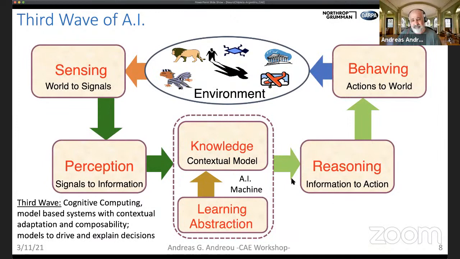Once you actually have the knowledge and perception feeds the knowledge, you reason, which is really where you do inference, where you take the information and you convert it into actions, and actions then are what drives behavior. And this is, for example, where you have the machine driving a car to produce a self-driving system.